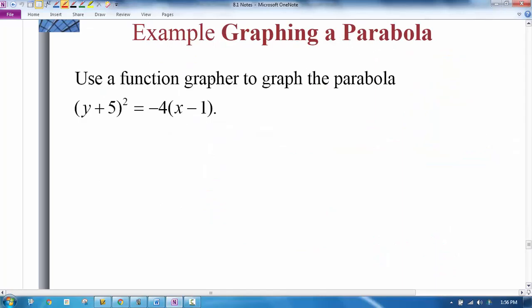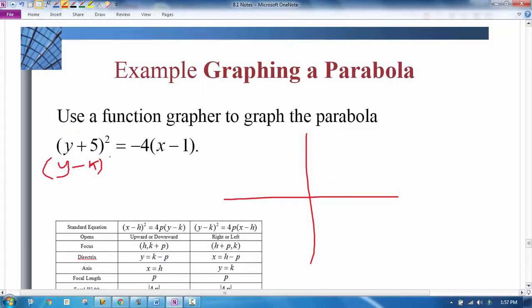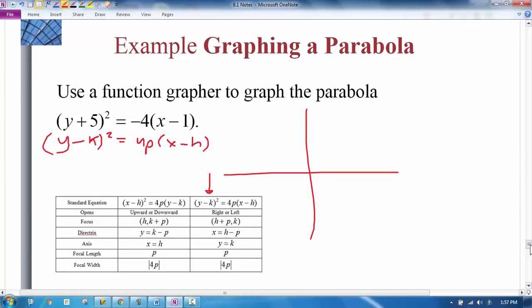Okay, so the next example I'm going to do then is one where I'm going to use a function grapher to graph this parabola. So if I graph this, first of all, I know that if I get my formula sheet over here, I know what this looks like because this is y minus k squared equals 4p times x minus h, if you just compare to this column right there. All right, so we know some information from that then.